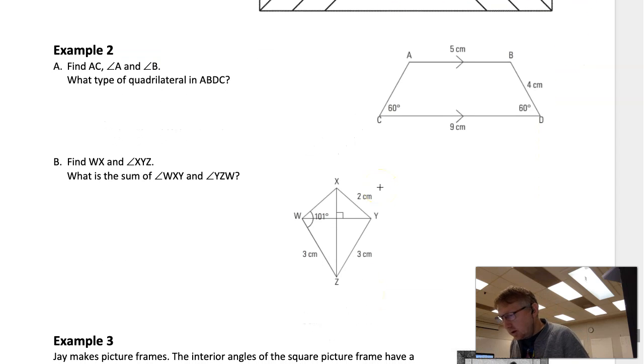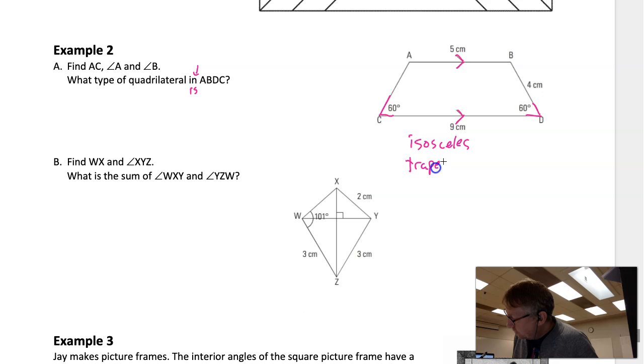This one. What type of quadrilateral is it? That's a typo. A, B, C, D. Parallelness, so that's telling us this is definitely a trapezoid. And if this angle is 60 and this angle is 60, that means this angle and this angle are locked in and the same as each other. That to me tells me it's an isosceles trapezoid, and that's an S, sorry.